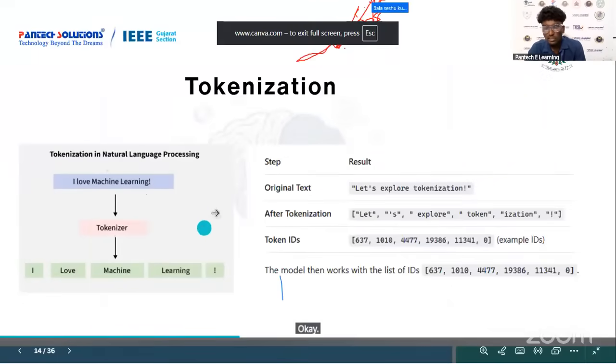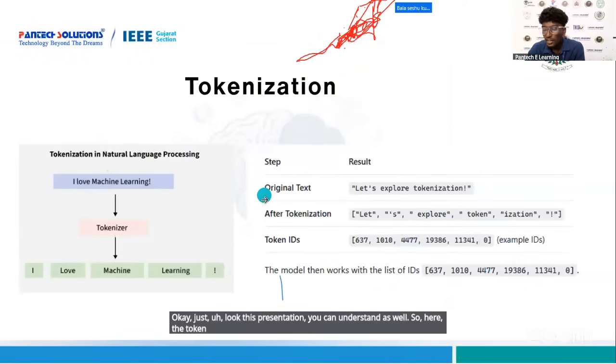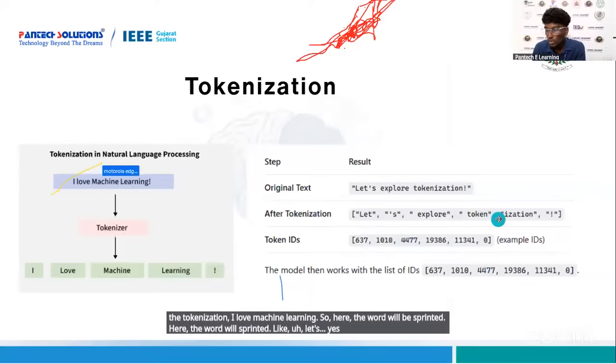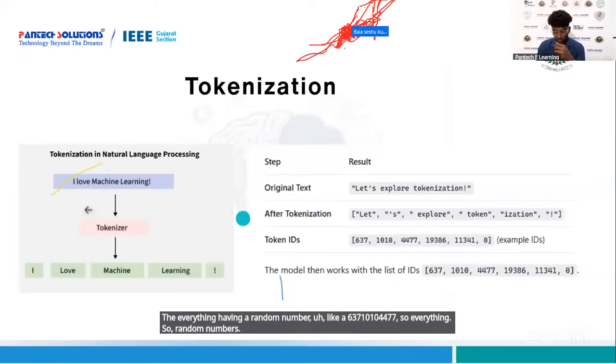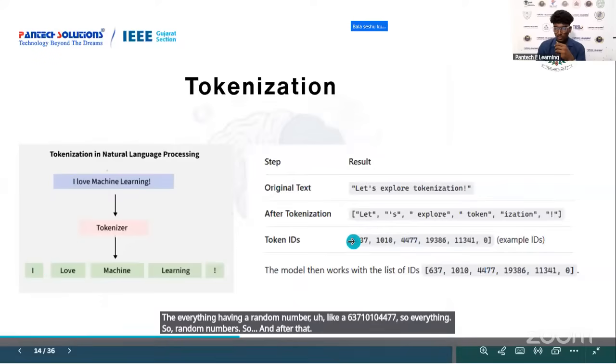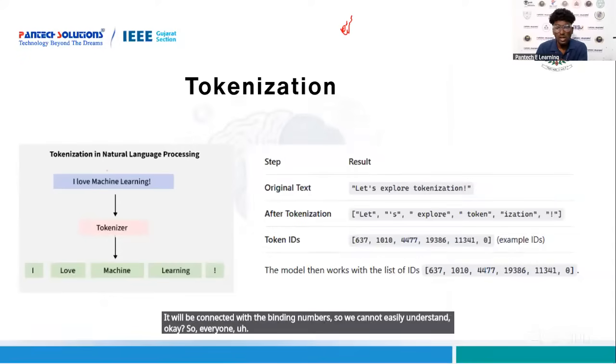Just look at this presentation and you can understand as well. Here, for "I love machine learning", the words are split, like "let's explore tokenization". Everything has random numbers like 6371, 0104, 477, and after that they are converted into binary numbers. If you come again, you will understand. So everyone got how tokenization works.